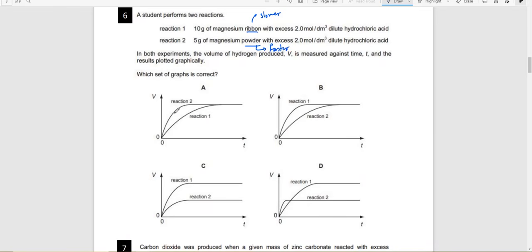So the curve of the reaction 2 has to be on the left. So B cannot be the answer. C cannot be the answer because reaction 2 has to be on the left. Now left with A and D. Now reaction 1 and 2 cannot end at the same point. Why? Because in reaction 1, 10 grams of magnesium is being used, which will release more gas as compared to 5 grams. So reaction 1 should end at a greater height as compared to reaction 2, like in this reaction, and reaction 2 must be faster, must go towards the left. So the answer would be D.